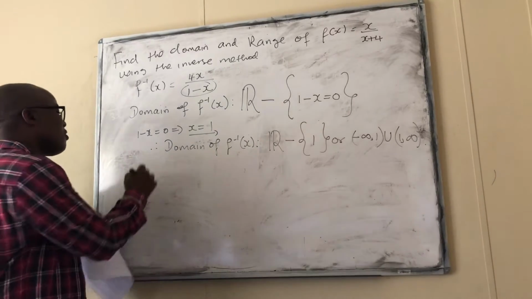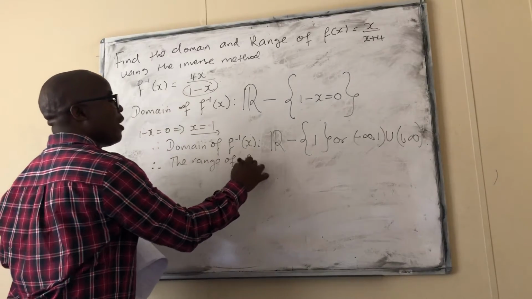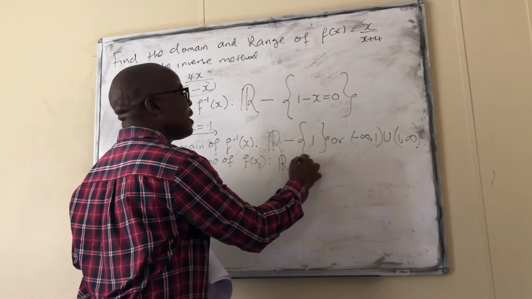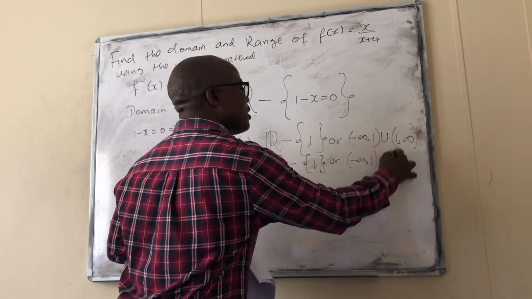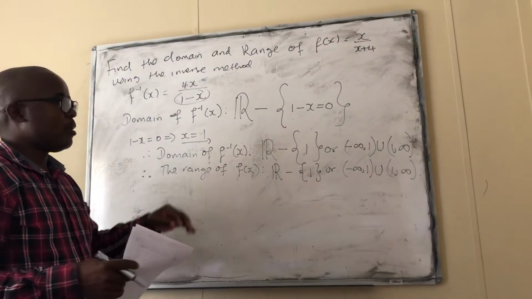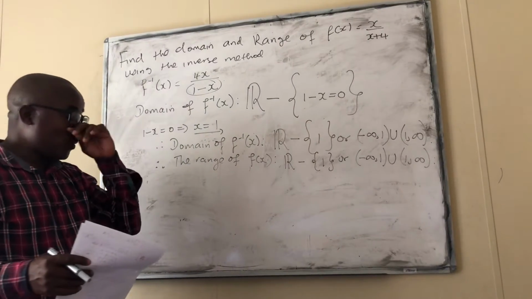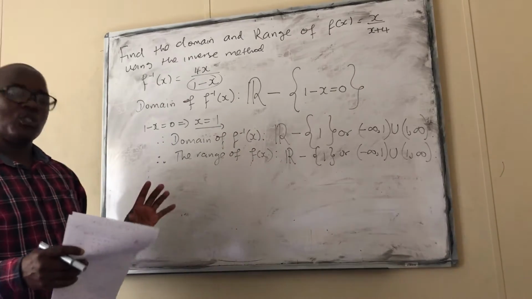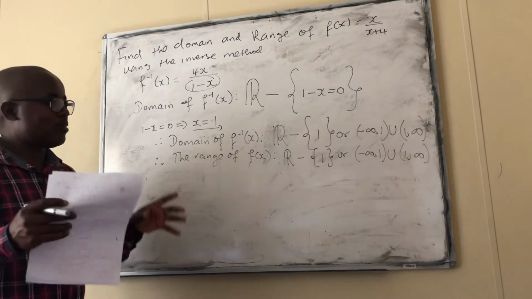in the domain. Therefore, the range of f of x, not of the inverse of f of x, is all real numbers except 1, or it is minus infinity up to 1 plus 1 up to infinity. We find the inverse so that we can find the domain of that inverse. Once we have the domain of that inverse, we have the range of the function. So that is how you find the domain and range using the inverse method.